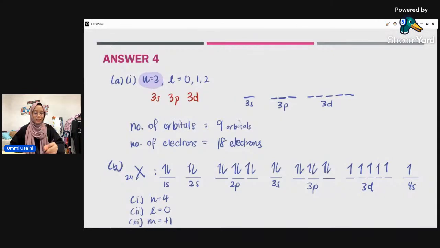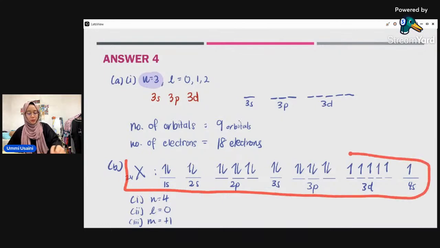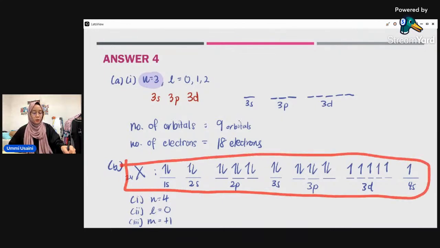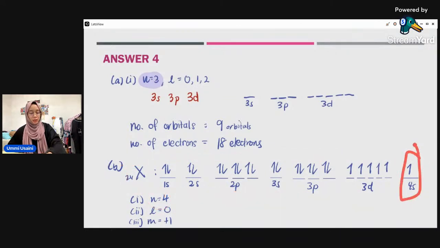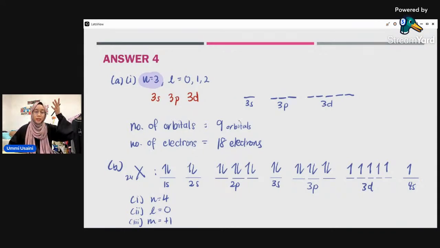Alright, class, this question is based on the orbital diagram that Miss wrote above. If n equals to 4, you only focus on 4s, because only 4s has the value of n equals to 4. And as you can see, there is only 1 electron. Very good, whoever answered 1. I hope those who answered wrongly realize now why your answer is wrong. So the number of electrons equals to 1.